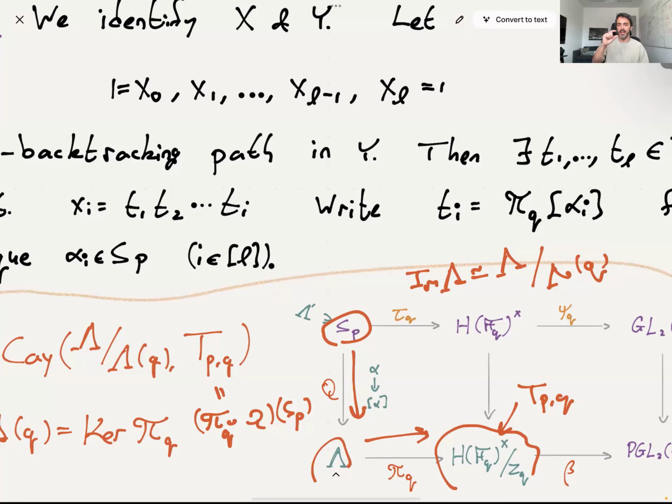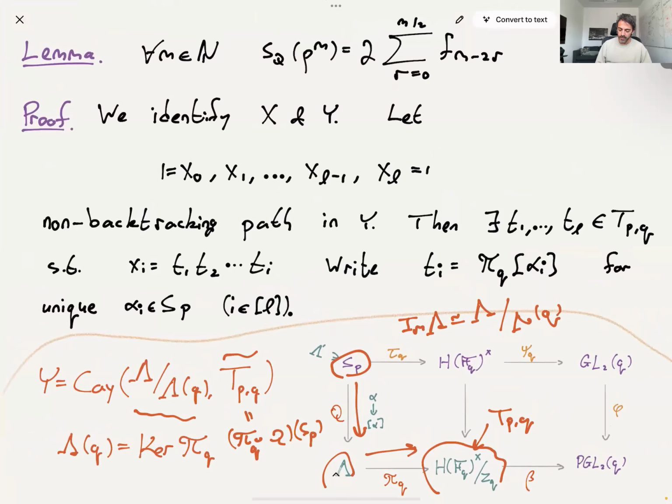Afterwards, we also had the little claim that explains more explicitly what's in the kernel, but that's how we do it. So this is the group that the Cayley graph is based on. These are the vertices, and these are the generators. Okay, so anyhow, with this, let me maybe clean it a little bit.